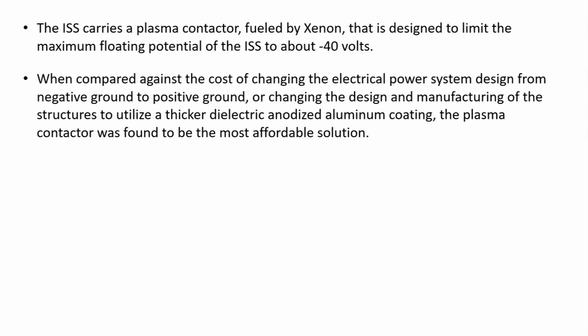Again, it depends on the case. You can apply mitigation techniques, as I said, by changing the power system ground, or you can change the design and manufacturing of the structure. You can use a much thicker dielectric material, anodizing with aluminum coating, and in that case the plasma conductor, especially for the ISS, is an affordable solution.